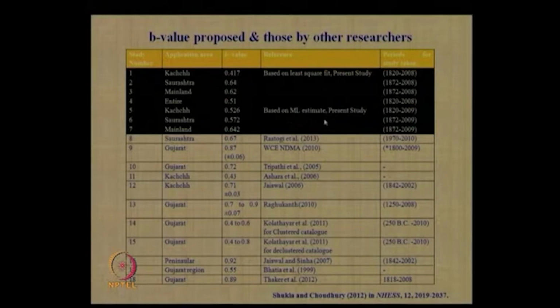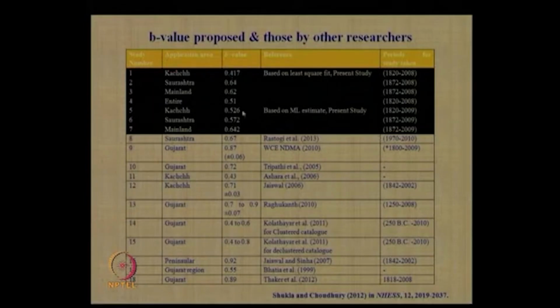Whereas, for the maximum likelihood method, in the same study, for the Kutch region we got a B value of 0.526, for the Saurashtra region 0.572 and for mainland Gujarat it is 0.642. For the same data set, only one extra year we have taken, because this analysis was done after this least square fit method. That is why one more year of earthquake data points has been taken.